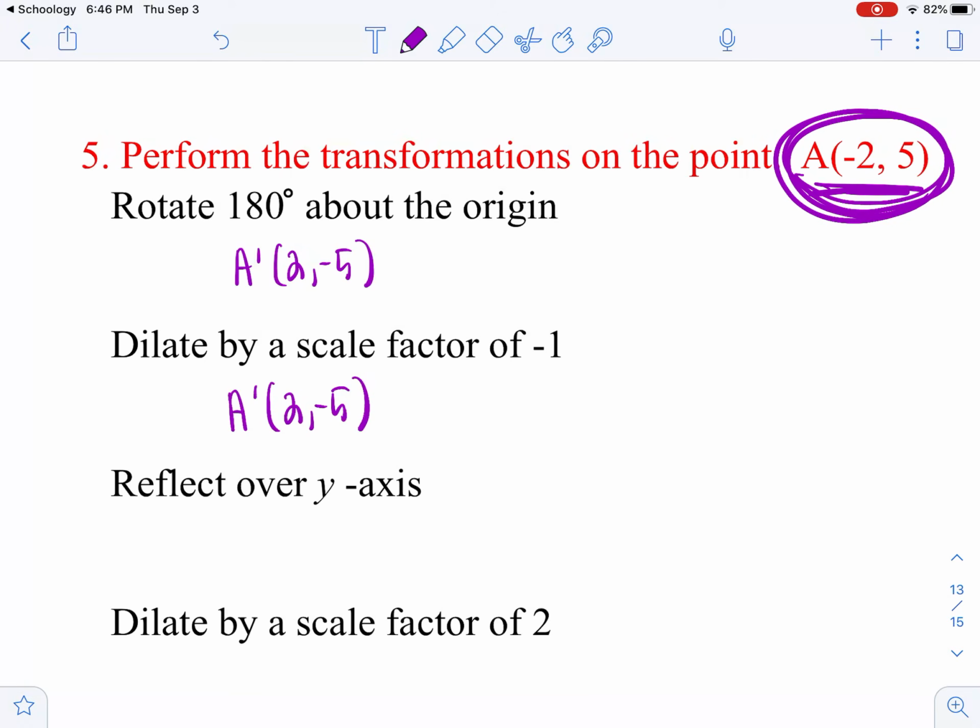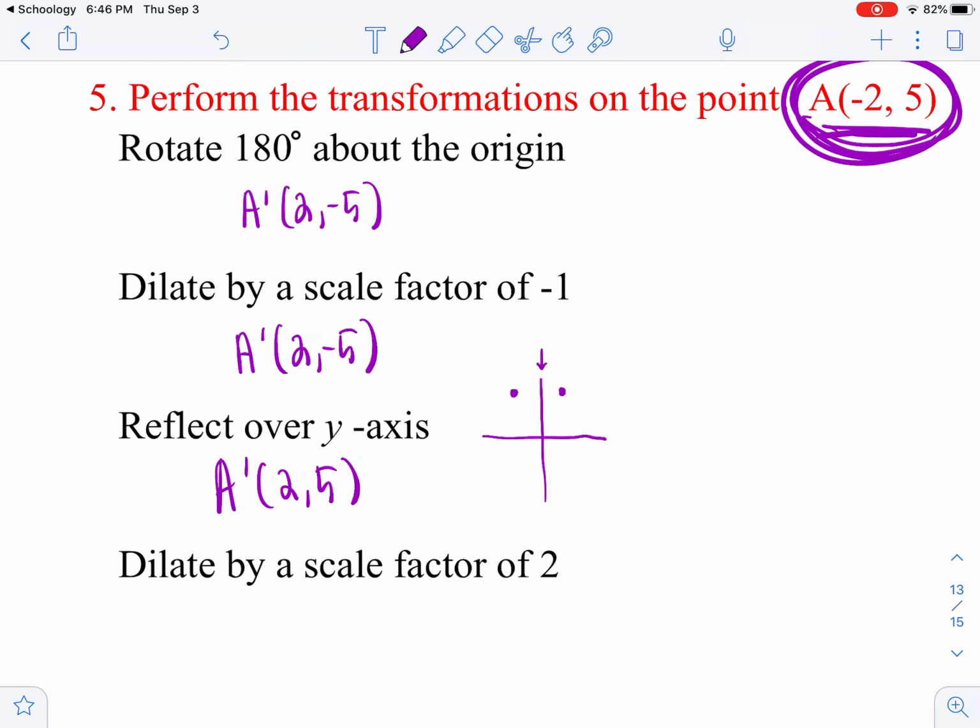Okay, so now I need to realize I might need a sketch for this if I can't think about it. -2, 5 would be in this quadrant. It'd be in the second quadrant. So if I reflect over the y-axis, it would be in the first quadrant. So it'd be +2, +5.